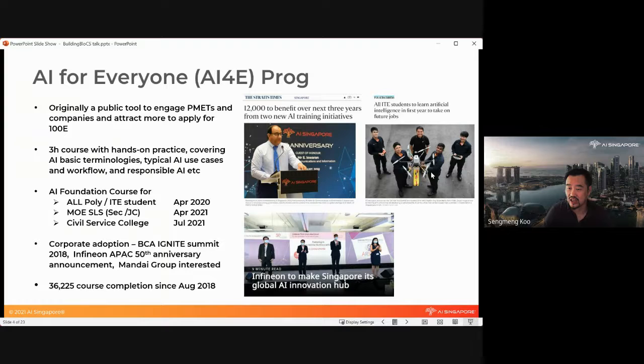MOE SLS has introduced this, but as you are aware, SLS is very much student-initiated. So perhaps one of the projects I would like Building Blocks to surface up to NIE and MOE as well is to establish a baseline standard which all schools, regardless, can use as the same foundational baseline and adapt accordingly. Civil Service College is already adopting this as a foundational module as well.